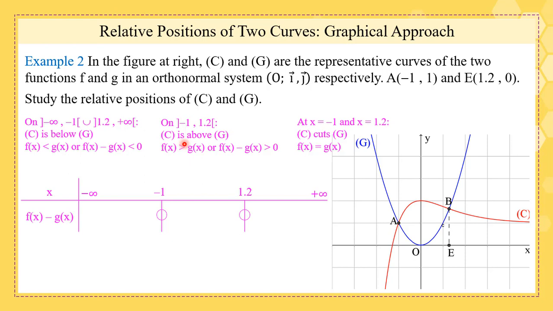So f of x minus g of x from minus infinity to minus 1 is negative. And then between minus 1 and 1.2 it's positive, and between 1.2 and plus infinity it's negative. So here C is below, C cuts, C is above, C cuts, and C is below. Remember again, it's enough to write the answer verbally, but it could be expressed also in a table.